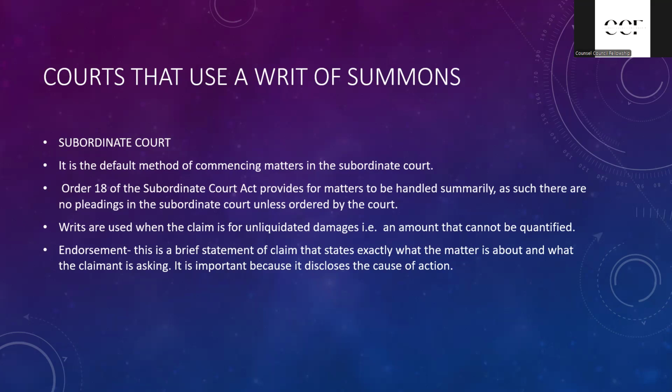But when you go to Order 18 of the Subordinate Court, it says that matters in the Subordinate Court are supposed to be handled summarily. The implication of this is that there are no pleadings in the Subordinate Court. And what are pleadings? Pleadings are these very things that we're looking at: the writ of summons, the statement of claim, the affidavit. When you put them together as a bundle, that becomes pleadings, okay? And according to Order 18 of the Subordinate Court Act, there are no pleadings in the Subordinate Court because matters are supposed to be handled summarily.